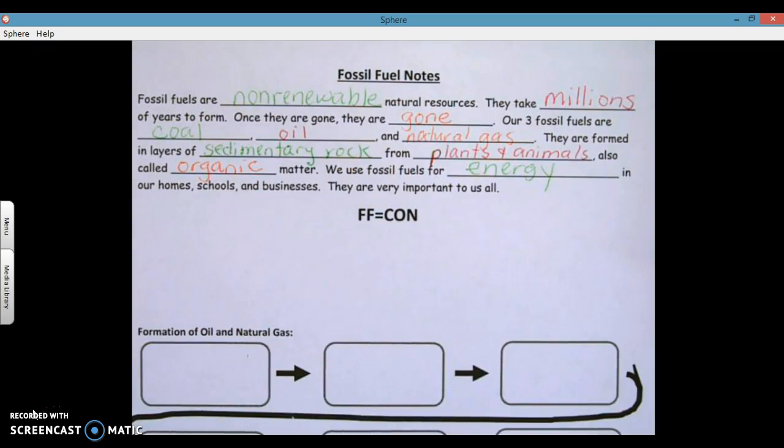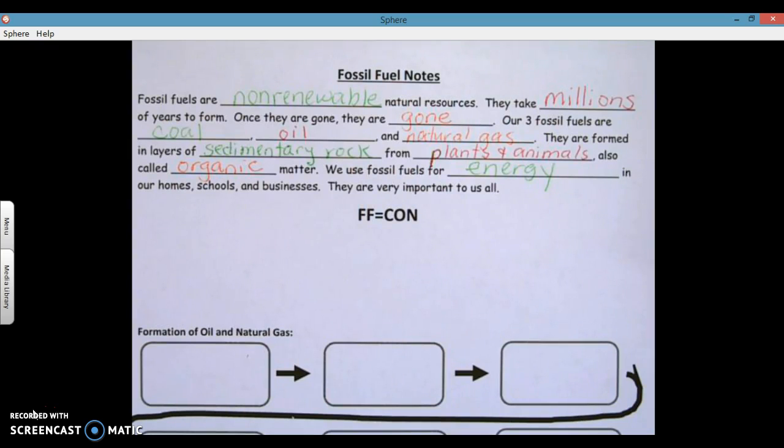We use fossil fuels for energy in our homes and in our schools and in our businesses, and fossil fuels are really important to all of us. If we waste our fossil fuels and we run out of them, our life would change dramatically. Most of the electricity that we use in America comes from coal, and coal is non-renewable.